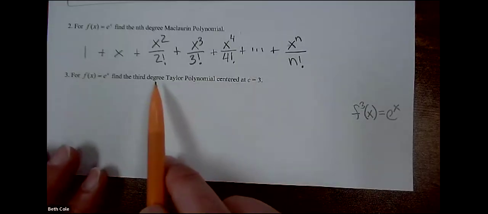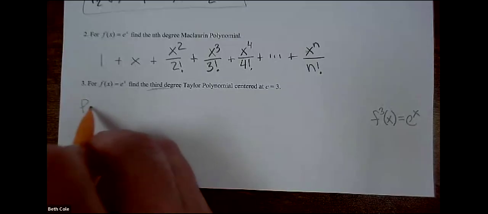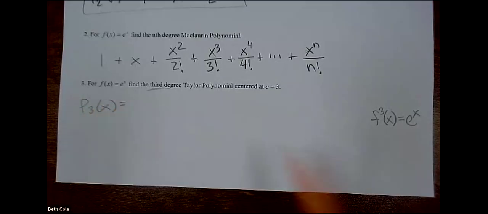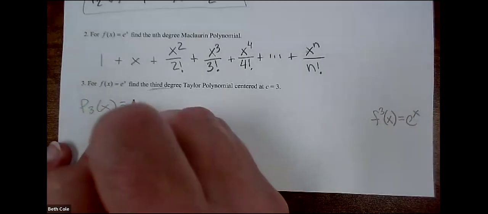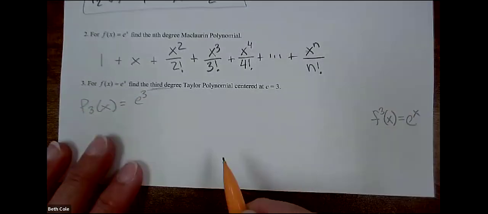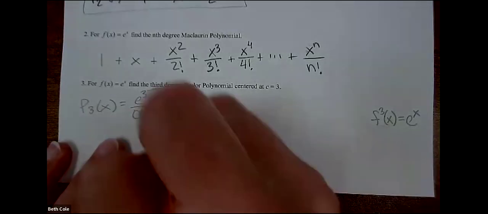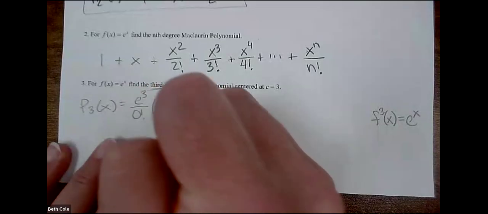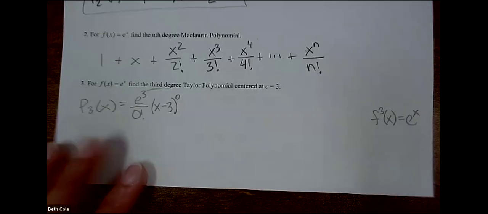Yeah. All right, so we're going to do a, what degree? All right, 3rd degree, centered at 3. So using our original function, it would be e to the 3rd over 0 factorial, good, x minus 3 to the 0. It's centered at 3 now. So every single parenthesis is going to have x minus 3 in it.